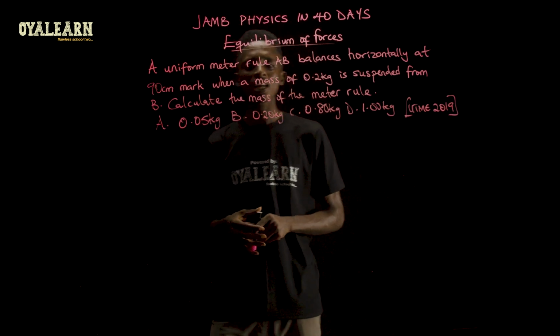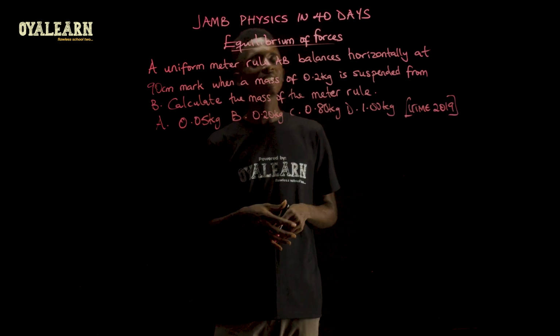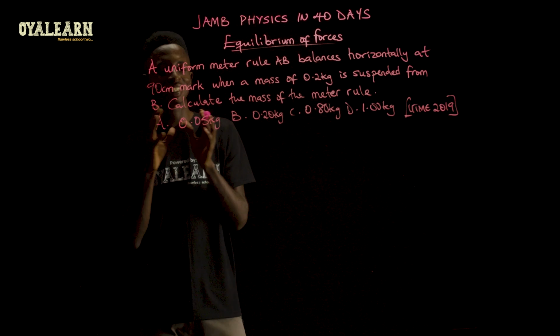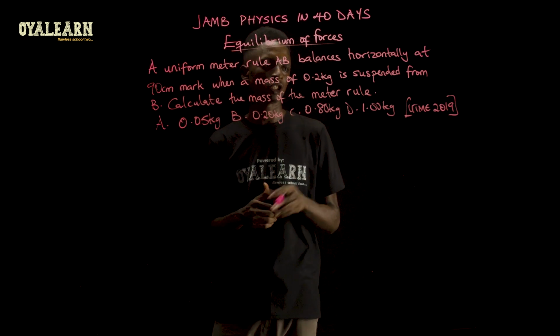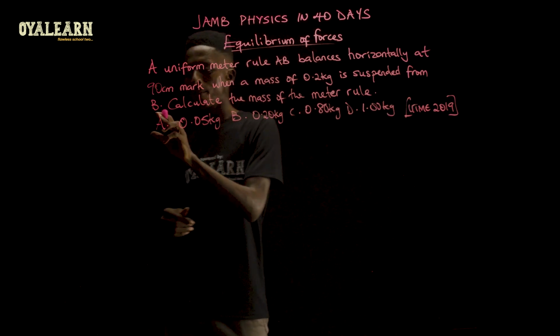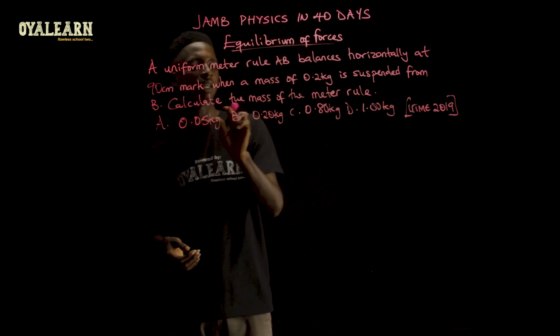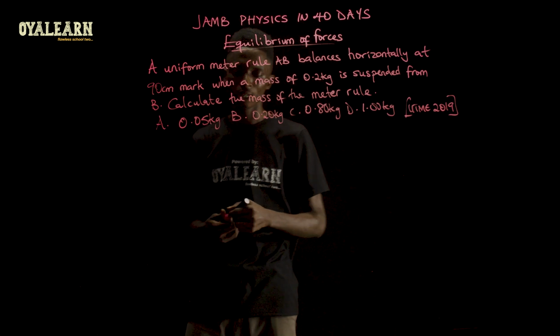A uniform meter rule AB balances horizontally at 90 centimeters mark when a mass of 0.2 kg is suspended from B. Calculate the mass of the meter rule.